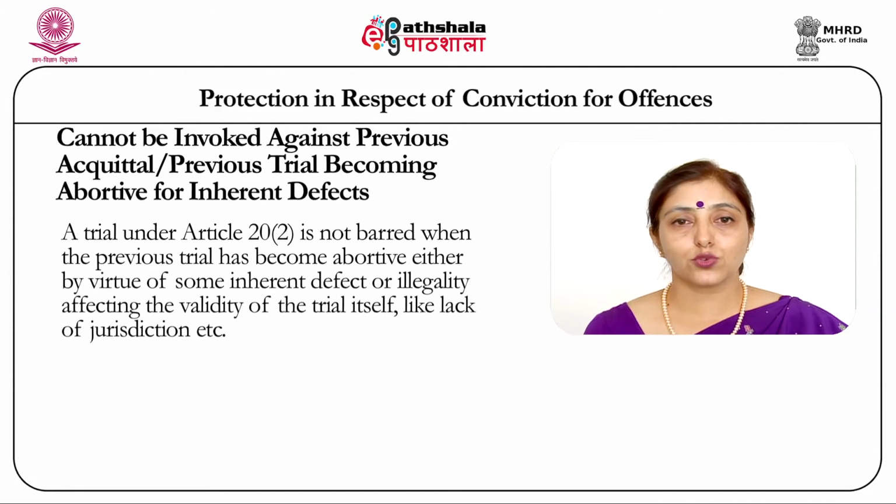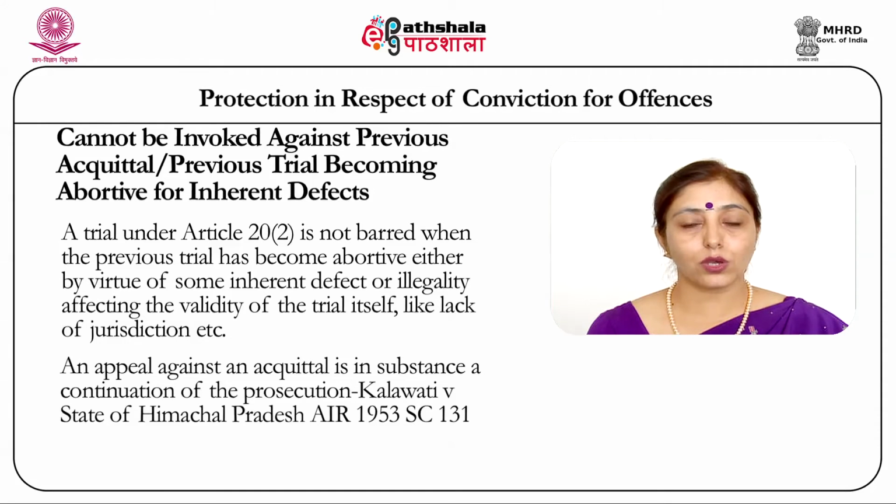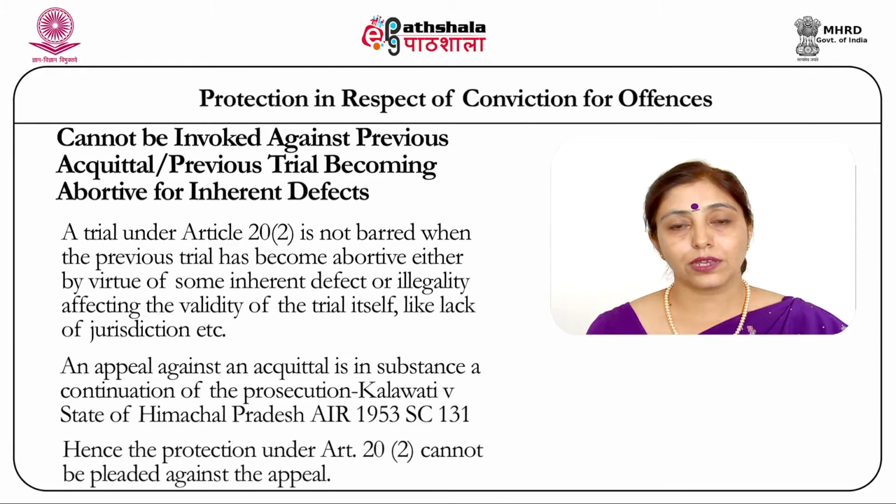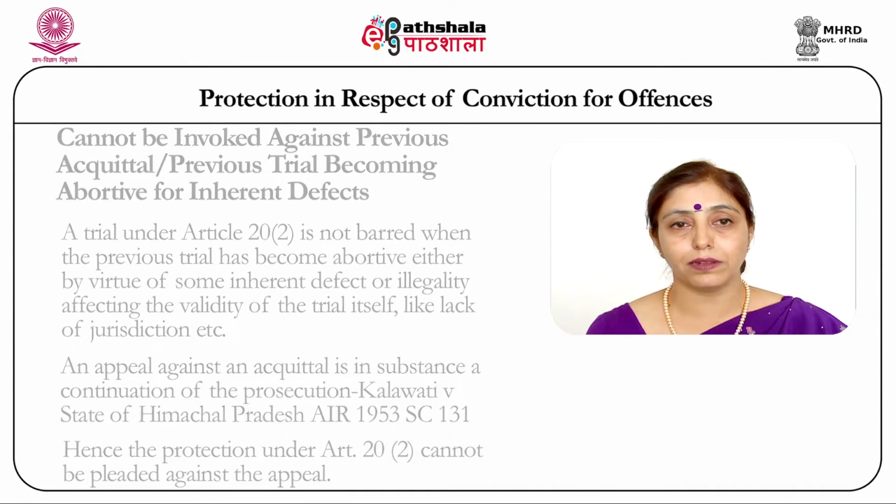A trial under Article 20, Clause 2 is not barred when the previous trial has become abortive either by virtue of some inherent defect or illegality affecting the validity of the trial itself, for example, lack of jurisdiction, etc. It has been clarified by the Supreme Court in Kalawati versus State of Himachal Pradesh in the year 1953 that an appeal against an acquittal is in substance a continuance of the prosecution. Hence, the protection under Article 20, Clause 2 cannot be pleaded against the appeal.